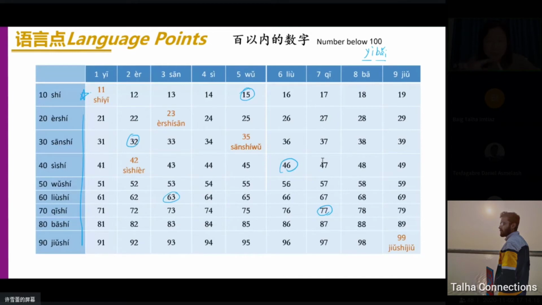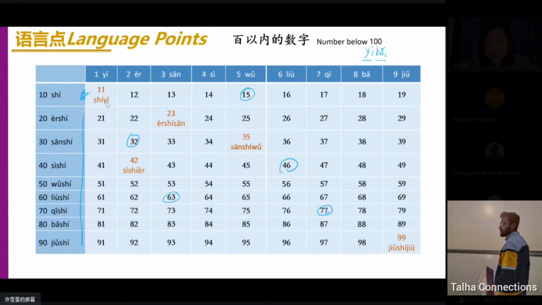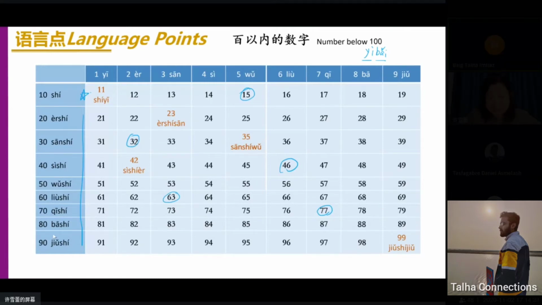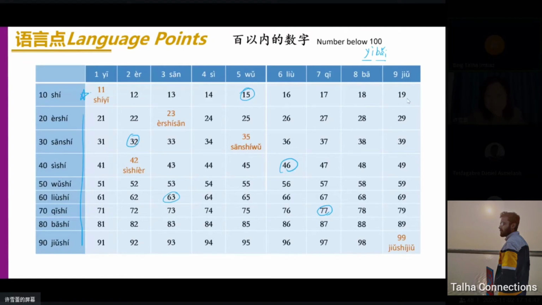20, 20, 30, 30. But based on my experience of teaching former students, they found these rows are more difficult than this column. So let's figure out how to read these numbers from 11 to 19. From 11 to 19, let's work on them.